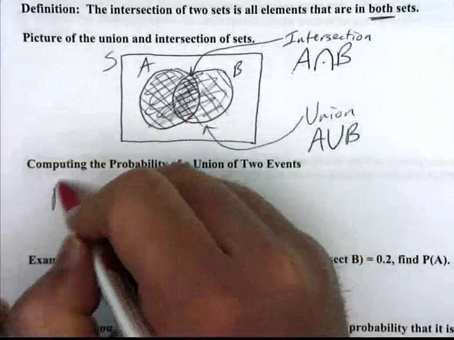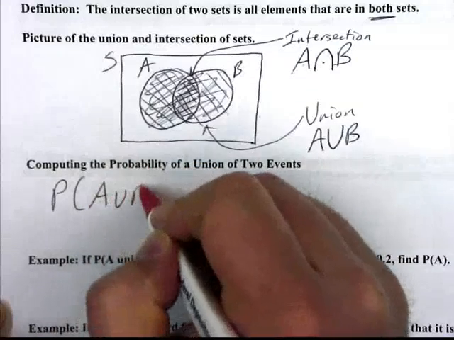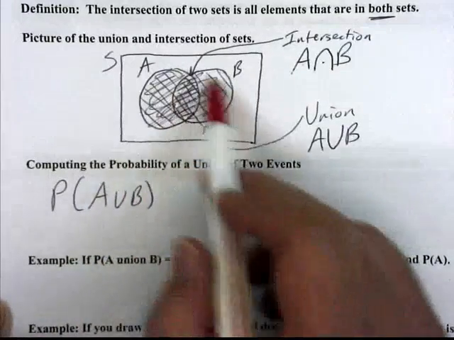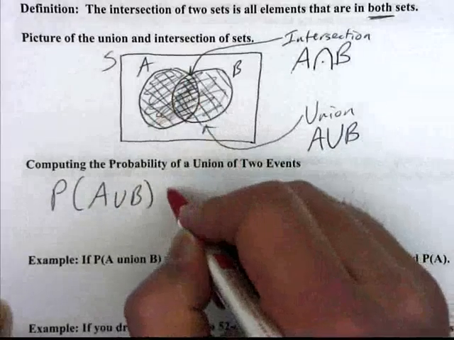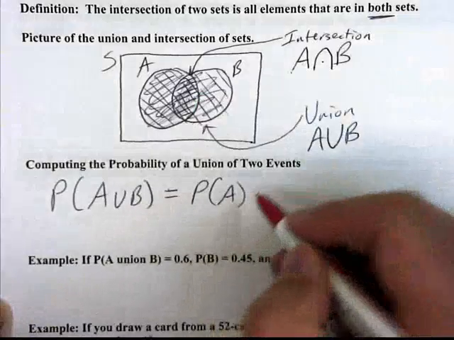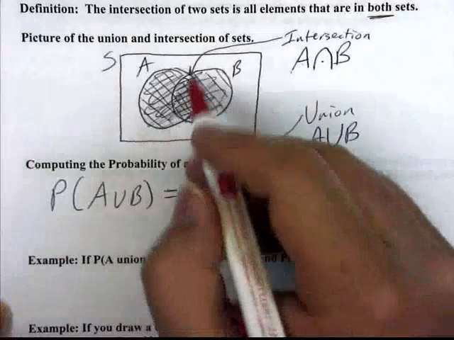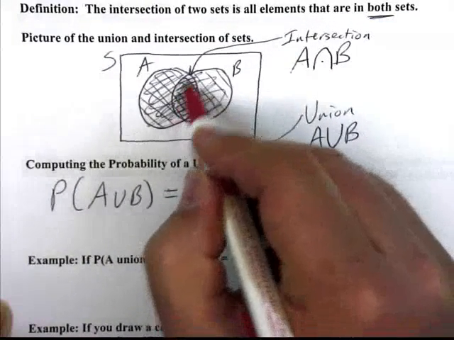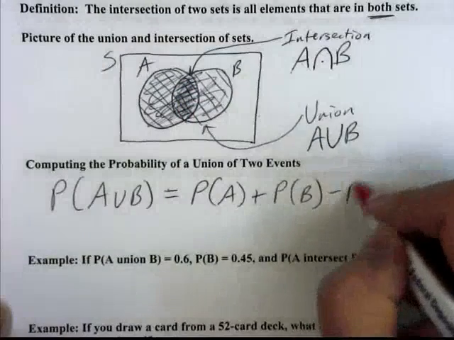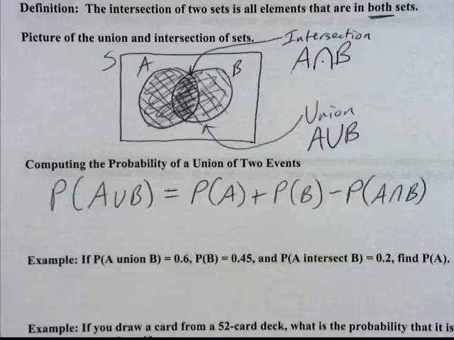So in order to compute the probability of A union B, in order to compute the probability of something being in here somewhere, what we do is we add the probability of A, so we take this probability of something being in circle A, plus the probability of something being in circle B. But notice what we've done is we've double counted these probabilities of things happening in the middle, so I subtract out the probability of something being in the intersection. Alrighty? So that is our probability of the union of two events.